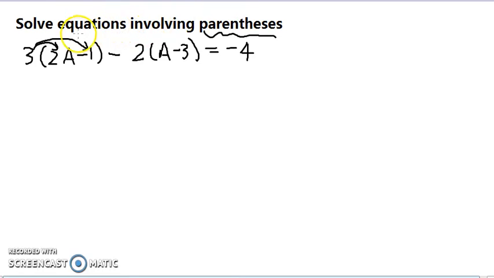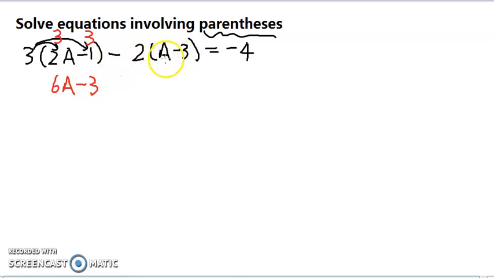If you tend to forget to distribute 3 to the second number, you can always put the 3 on top of each one, and so you won't forget. So we do 3 times 2, that's 6a. 3 times negative 1, that's negative 3.